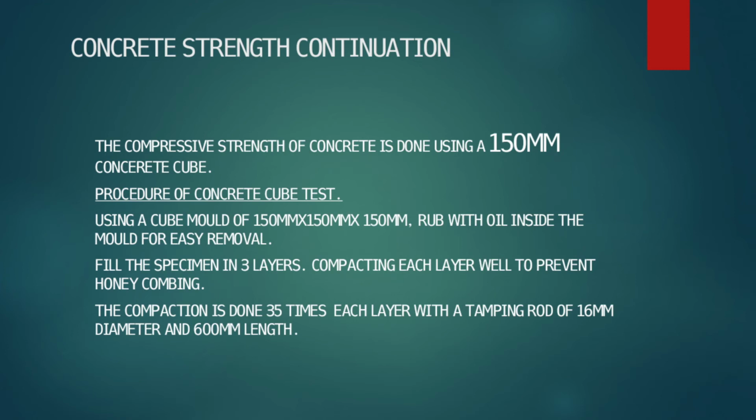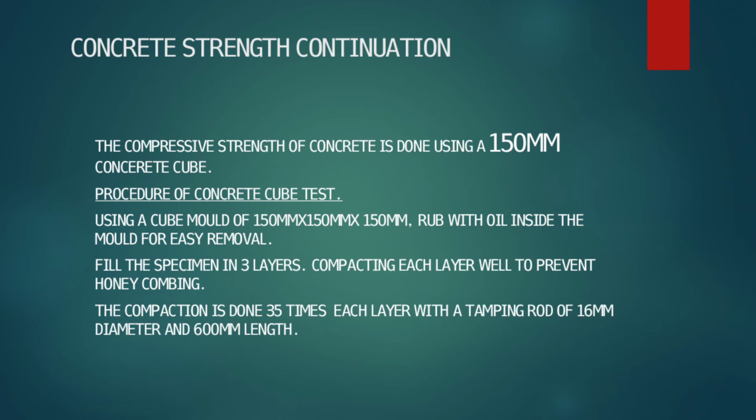The procedure for this cube test I will share in a minute. The apparatus we use here are a cube mold that measures 150 mm by 150 mm by 150 mm, and a tamping rod of diameter 16 mm and length 600 mm. Once you have the molds, you oil the inside of the mold so that you have an easy time removing the concrete.